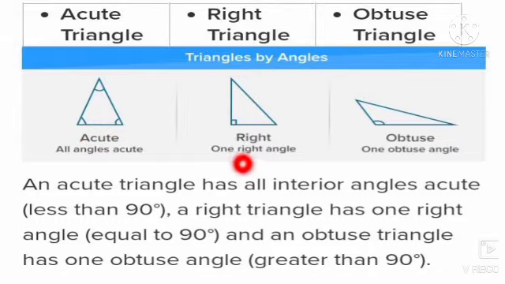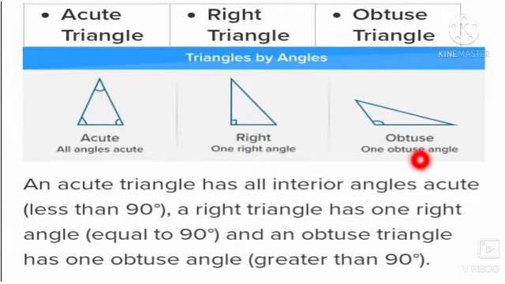A right triangle has one right angle. That is, one angle of the right triangle is equal to 90 degrees. An obtuse triangle has one obtuse angle that is greater than 90 degrees. So when you see one of the angles of a triangle is greater than 90 degrees, it is an obtuse triangle.